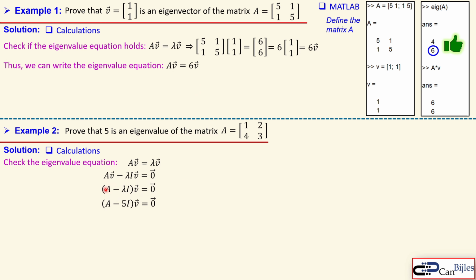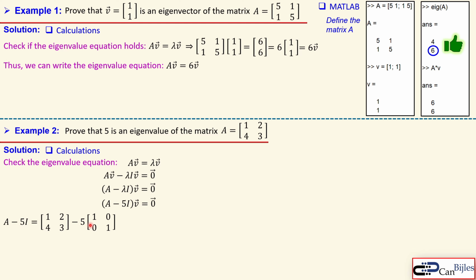This is the second row equation. We can write it like so, because we can now factor out the v. And we now also have 5 here for lambda. Now we need to solve this equation. If I want to solve this equation, I can do the elimination. But first, let's calculate what A minus 5 times I is, where I here is the identity matrix, 2 by 2. So 5 times I, and A minus 5 times I.